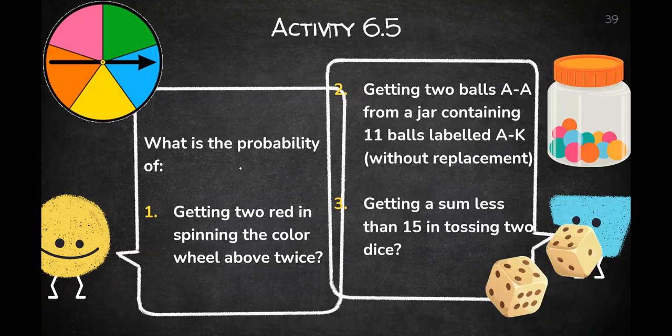And also activity 6.5, what is the probability of getting 2 red in spinning the color wheel above twice, getting 2 balls A from a jar containing 11 balls labeled A to K without replacement, and getting a sum less than 15 in tossing 2 dice. Okay, so I'll be leaving you with this activity, okay?